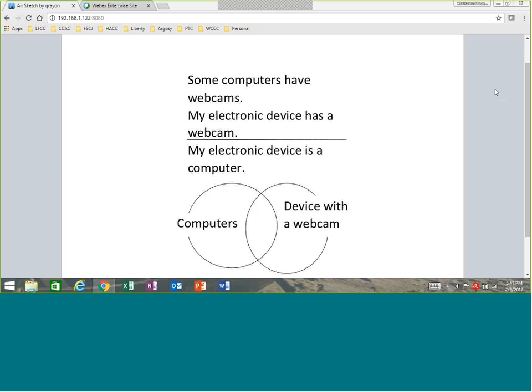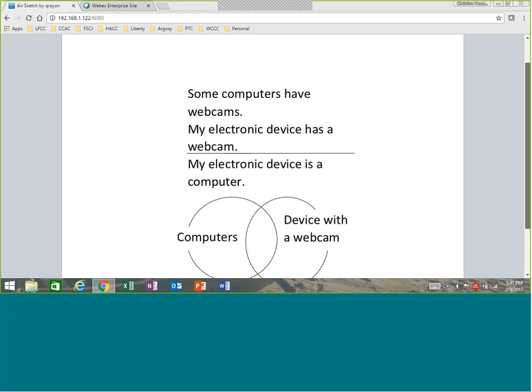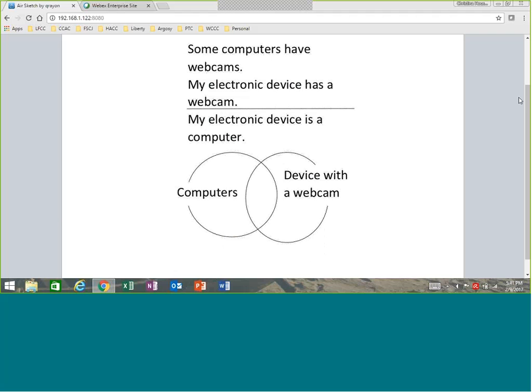All right, here's another example. Some computers have webcams. My electronic device has a webcam. And the conclusion: my electronic device is a computer. So I'm just going to ignore the conclusion while I draw the diagram. I got it started right here.